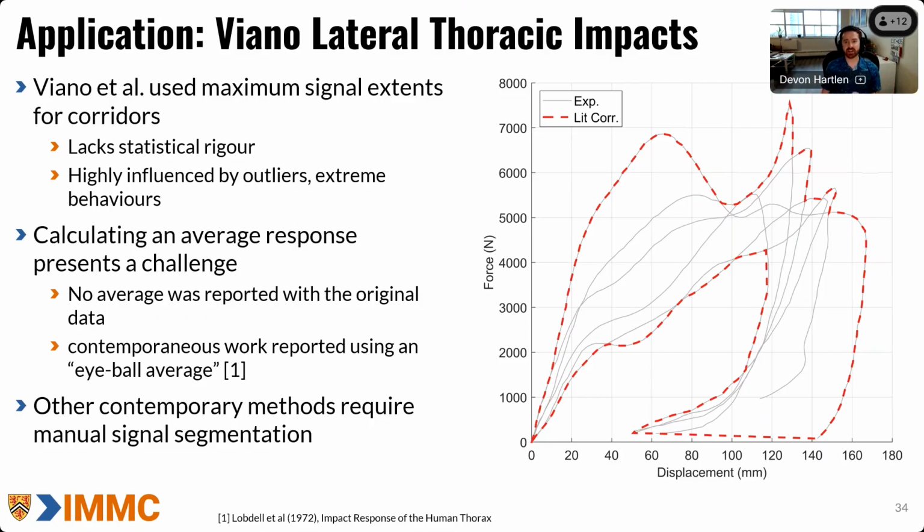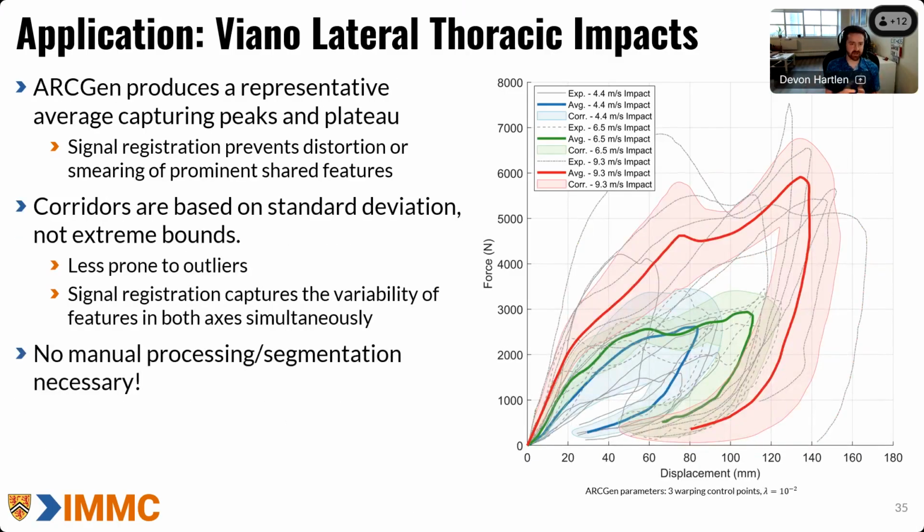But the advantage of ARCGen is really that we can take all of these responses, feed them into ARCGen, and produce an average response and corridors that captures the underlying shape of the response, regardless of whether it's hysteretic or not. Here, we're capturing the peaks, the sort of plateau phase in the response, and the unload behavior. And the corridors are based on standard deviation, not extreme bounds. This makes them less prone to outliers.